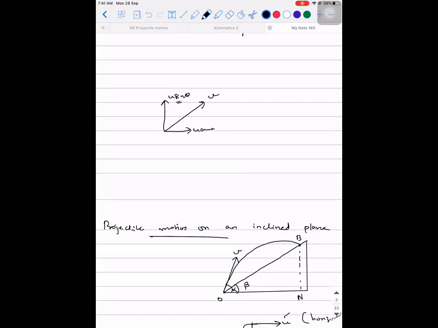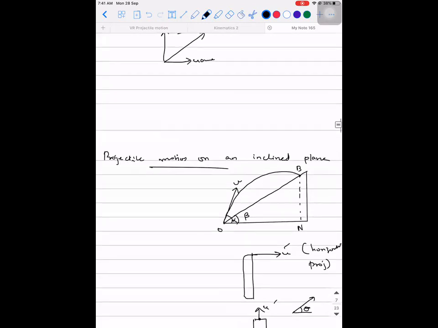Now the question is, in this case, how am I going to resolve? Because u is still under oblique condition. We need to resolve it into two components, right? How are we going to do that? For that, we first need to choose which direction we are going to take as the x direction and which direction as the y direction. So that is the first step that we need to take into consideration.